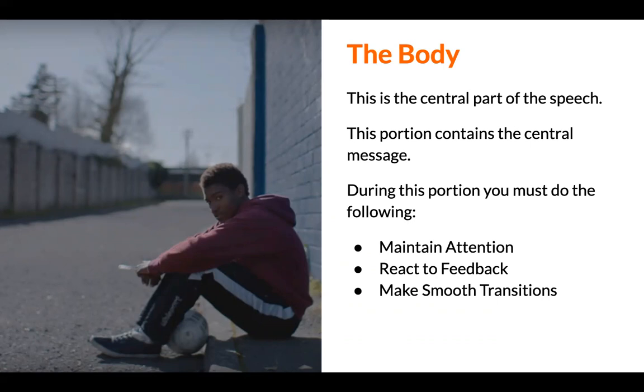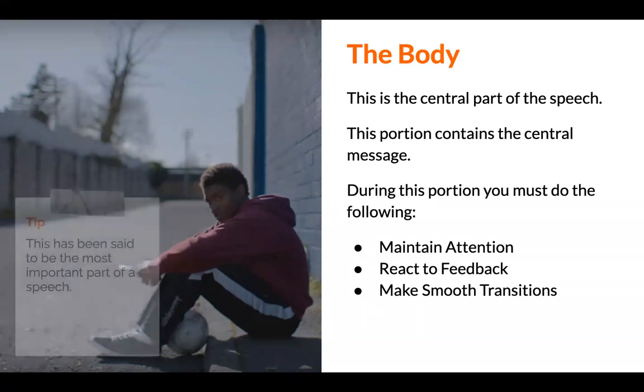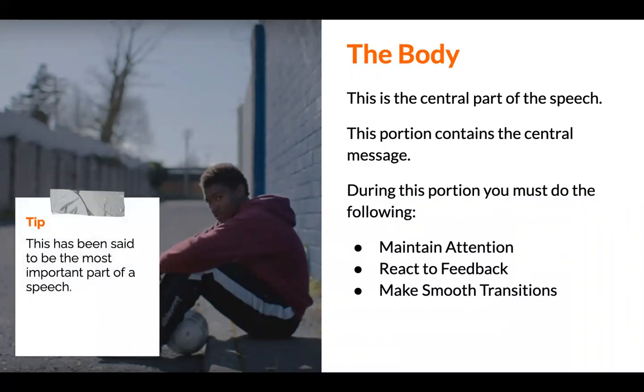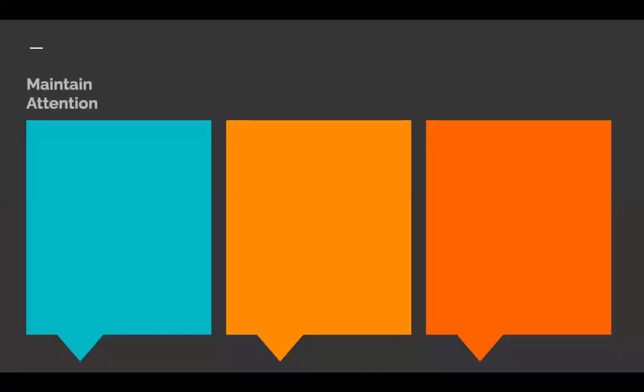During this portion, it is very important to maintain your audience's attention, because you already grabbed their attention during the introduction, react to their feedback, meaning the audience, and make smooth transitions within the body, right? This is said to be the most important part of the speech. Let's go through a couple of these.